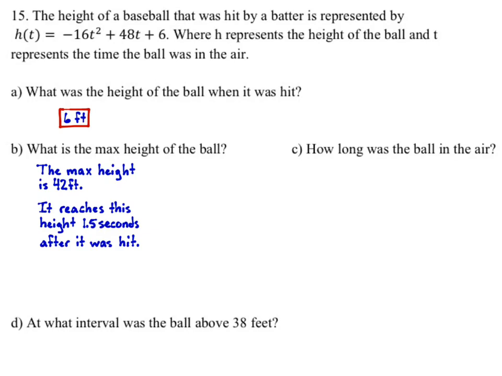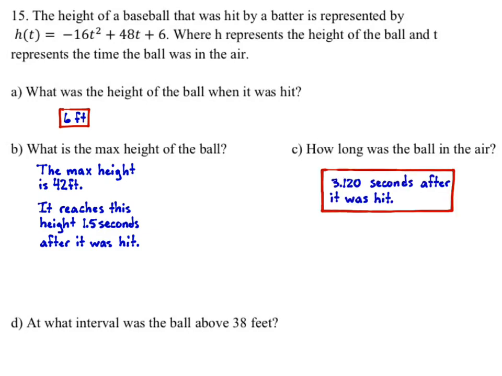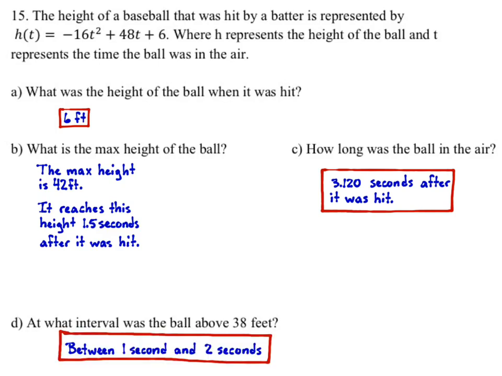Part C, it says, how long was the ball in the air? Well, you solve that by finding the x-intercepts. And so the second x-intercept was 3.120, so we say 3.12 seconds after it was hit. That's how long it was in the air. And then part D, when is it above 38 feet? That's going to be between 1 second and 2 seconds. I'm not going to go over that. You can ask me about these if you need additional help in our tutoring hours.